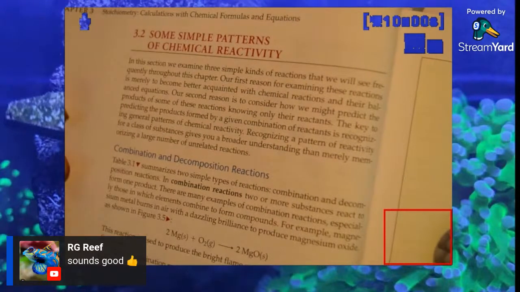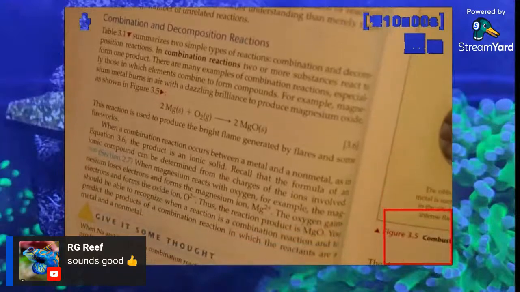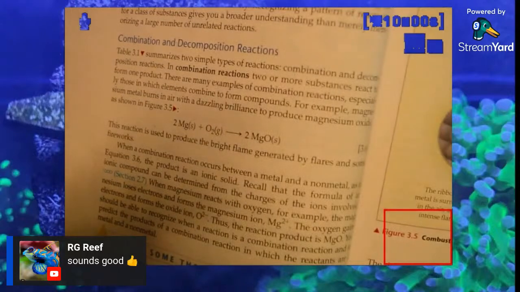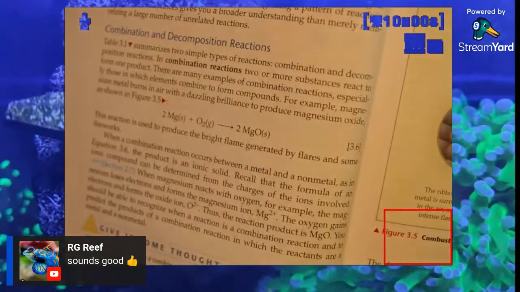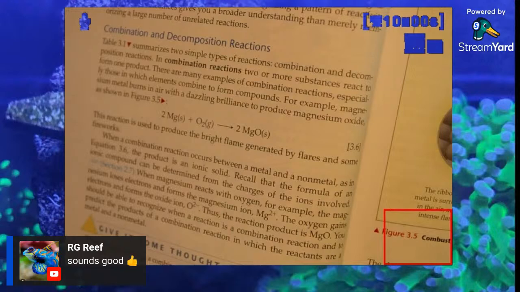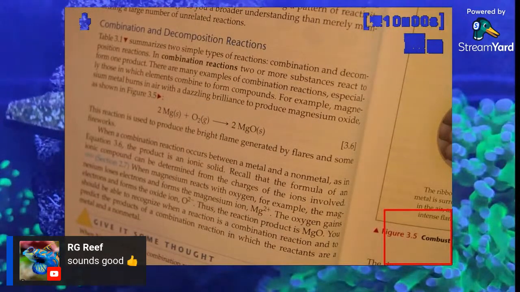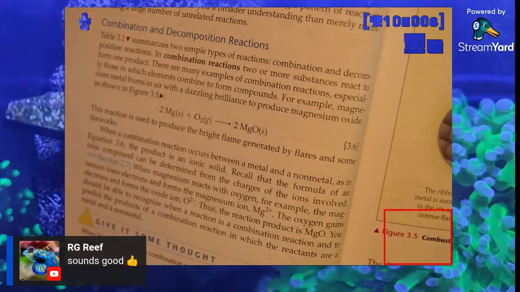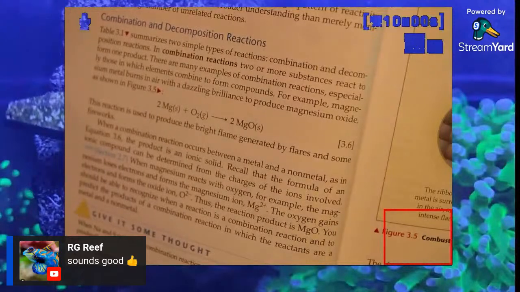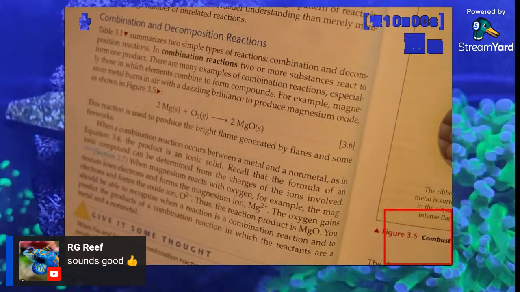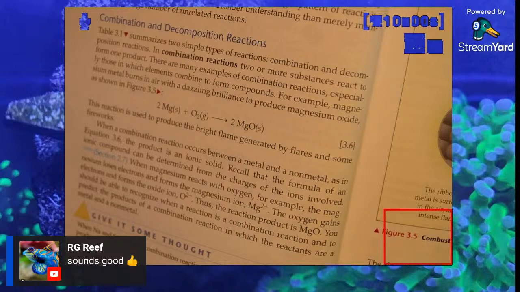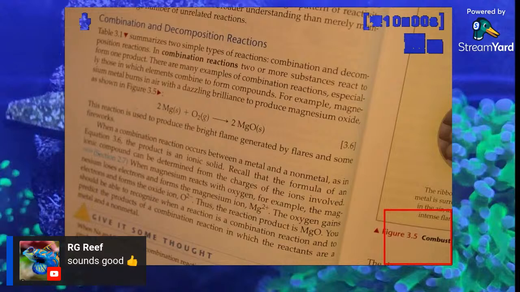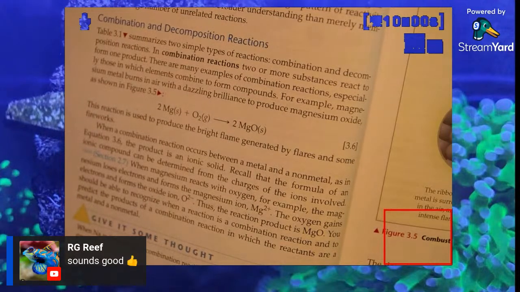Oh, snap. I keep forgetting to lower it down. All right. Table 3.1 summarizes 2 simple types of reactions, combination and decomposition reactions. In combination reactions, 2 or more substances react to form one product. There are many examples of combination reactions, especially those in which elements combine to form compounds. For example, magnesium metal burns in air with a dazzling brilliance to produce magnesium oxide, as shown in figure 3.5.